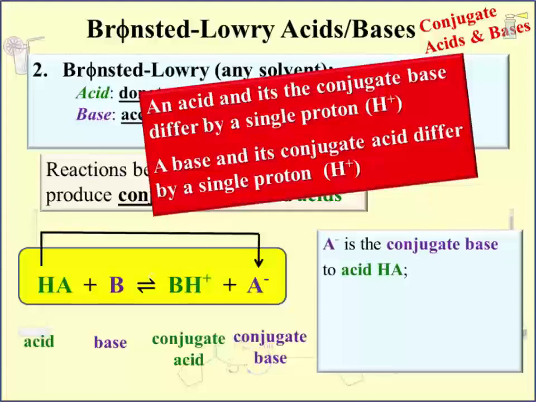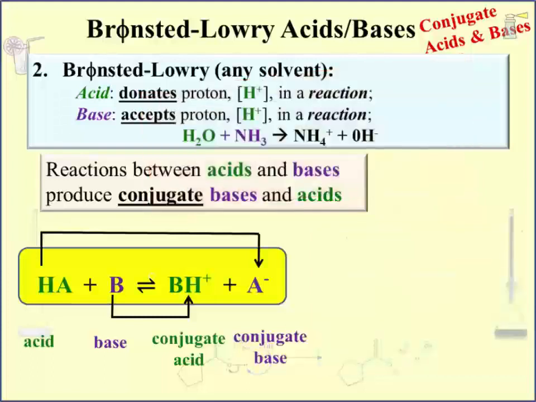The base also has a conjugate. It must be an acid, and the two differ by a single proton, hydrogen ion. This pair differs by a single hydrogen. BH plus is the conjugate acid to base B. The basis of the conjugate pairing is the reaction direction arrows.